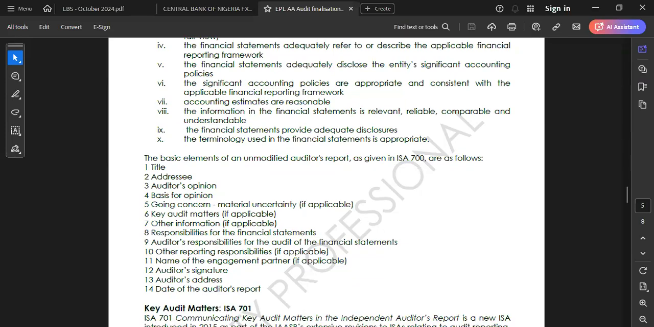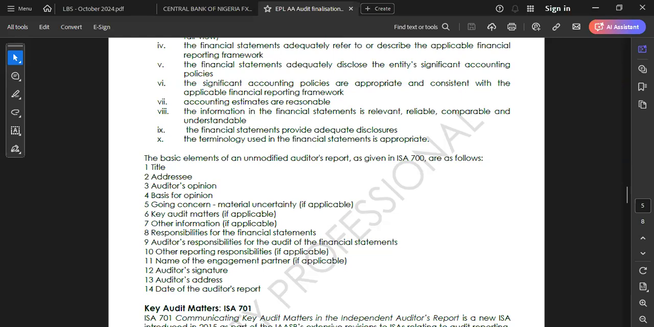Basically, in an unmodified audit report, these are the things you will see. There will be the title of the report, the client that it is addressed to, and the audit opinion. That's where it will state that in his opinion, this financial statement is showing a true and fair view and has been prepared in line with the applicable financial framework. Then the basis for that opinion. Why is he making that opinion? That's where he will state his audit evidence.